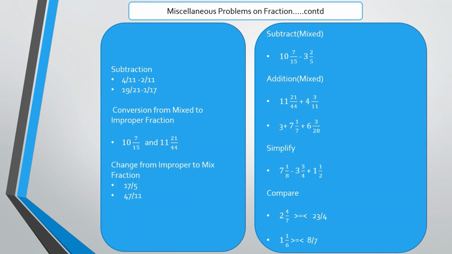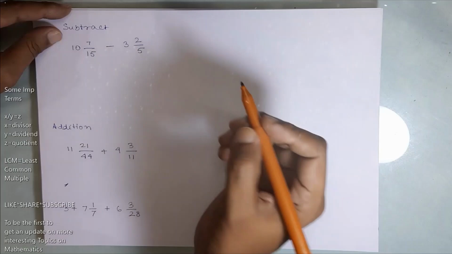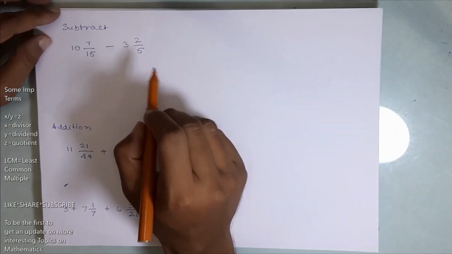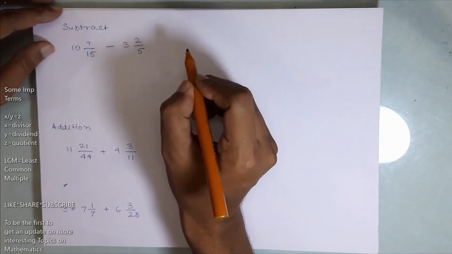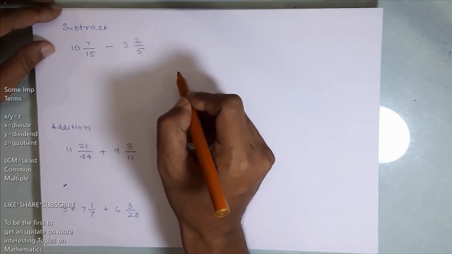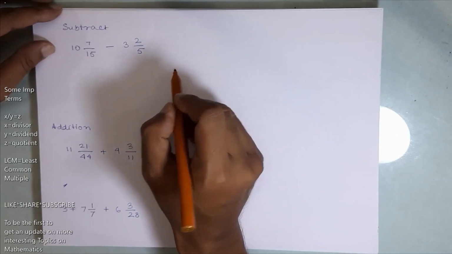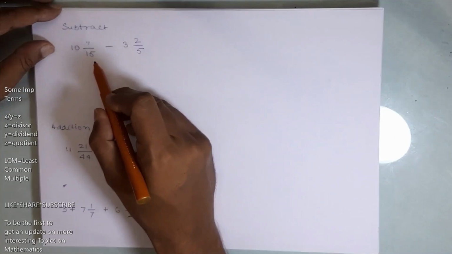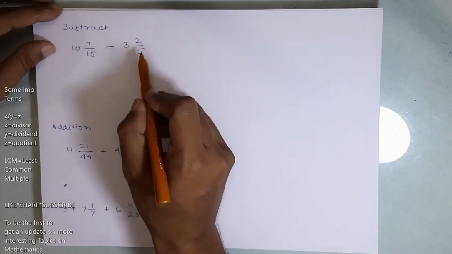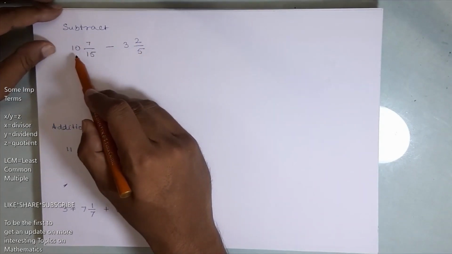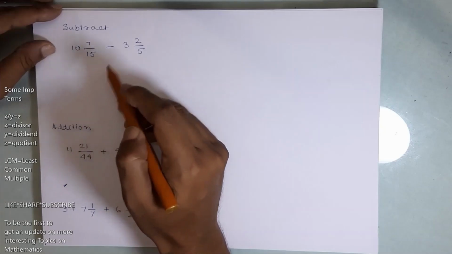So let us quickly start. Start with this fraction subtraction. Here we have been asked to subtract between two mixed fractions. The first is 10 7 by 15 and the second is 3 2 by 5. 10 is a normal number, 7 is your numerator, 15 is your denominator.